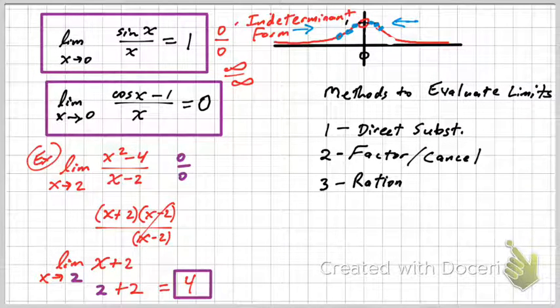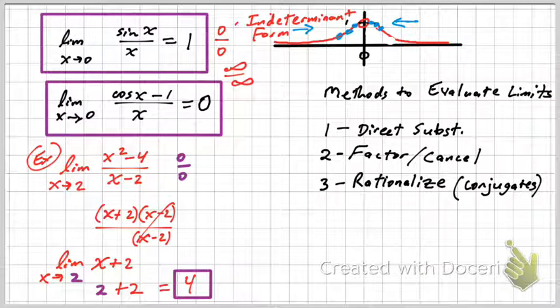Rationalize. You guys are so used to rationalizing the denominator, you may have to learn to rationalize the numerator. Many times that involves conjugates. Four would be multiplying by the least common denominator.